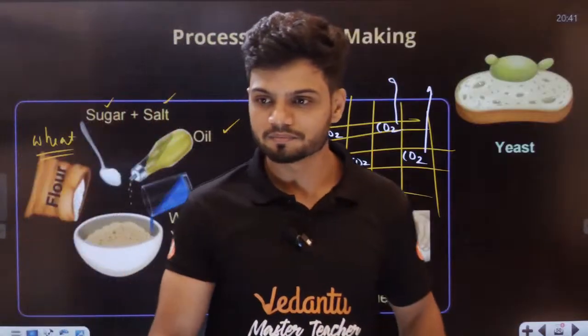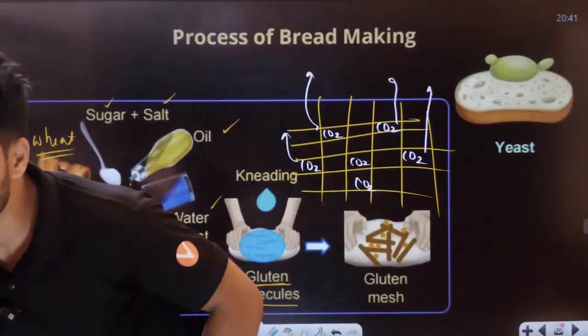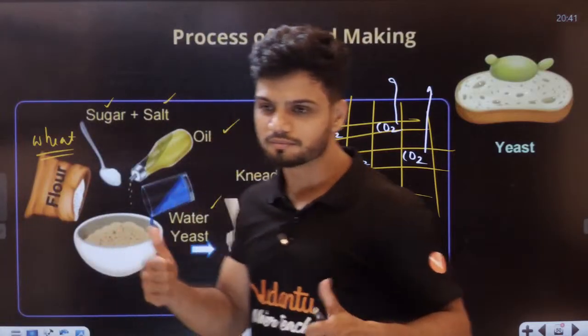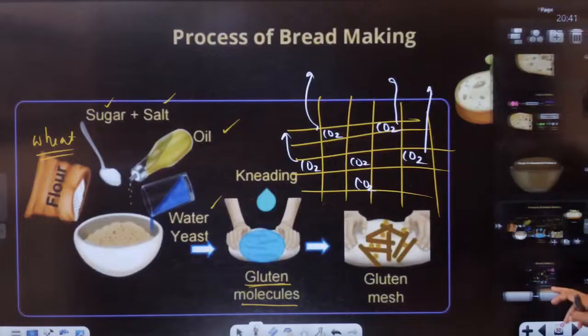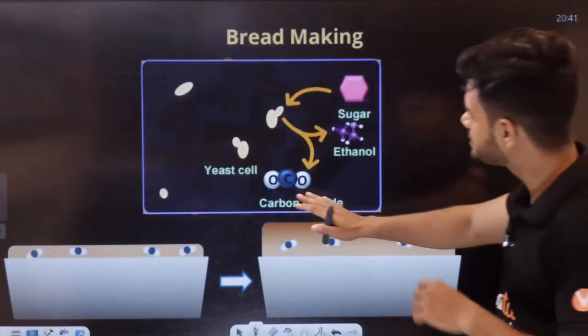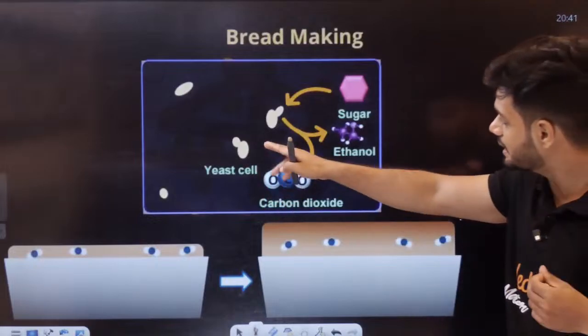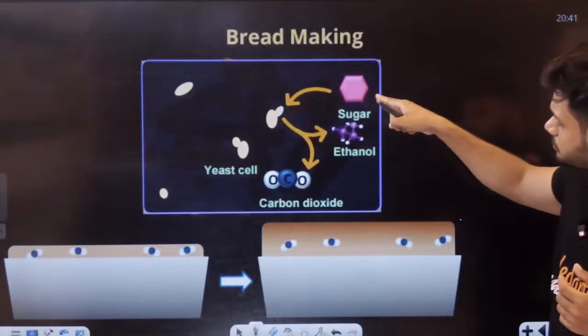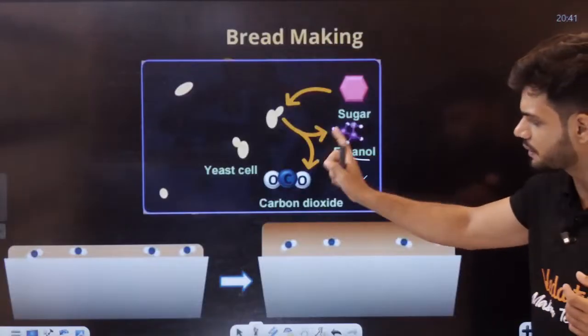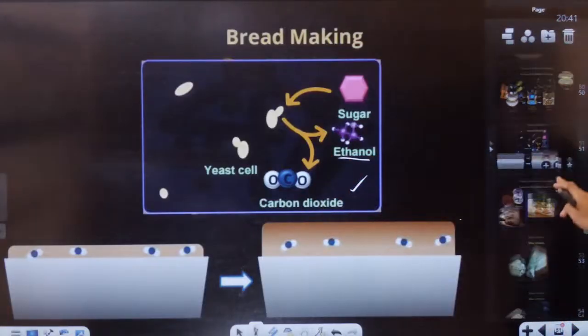Students, crazy, no? Did all of you understand? In the bread we add yeast, right? Sugar is broken down with the help of yeast, and we get ethanol and CO2. CO2 is being trapped. Same thing, students.